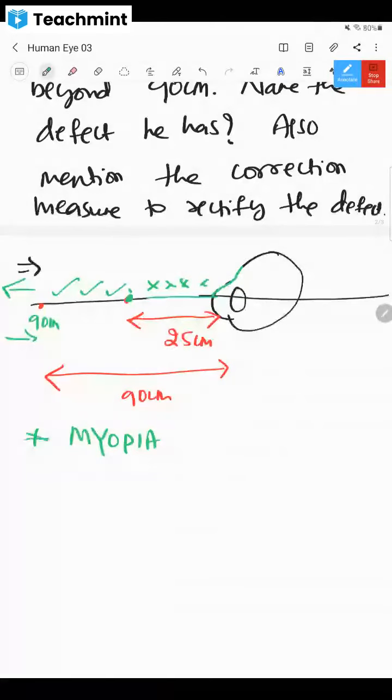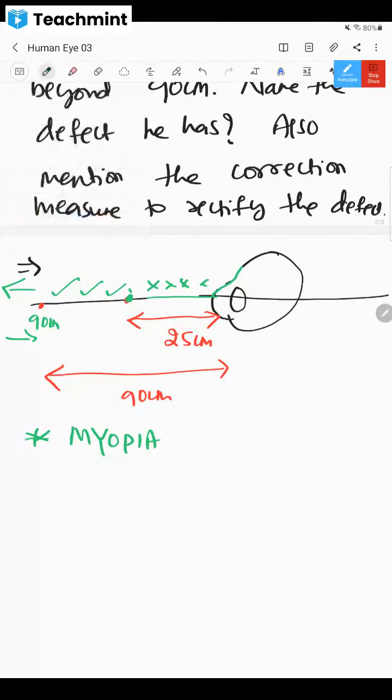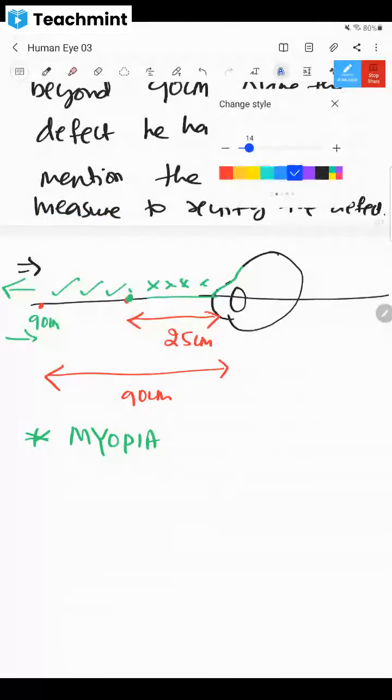Yes, sir. So are you getting it? Please don't get confused. If you have any doubt, you can still ask me. I mean, you have to get it corrected. So definitely he is suffering from myopia.